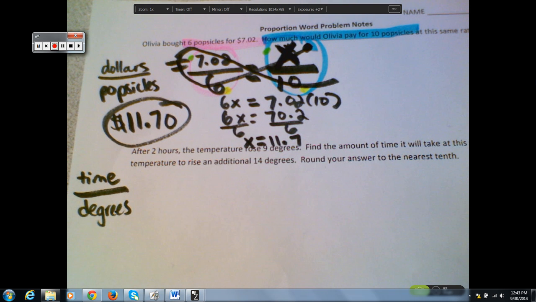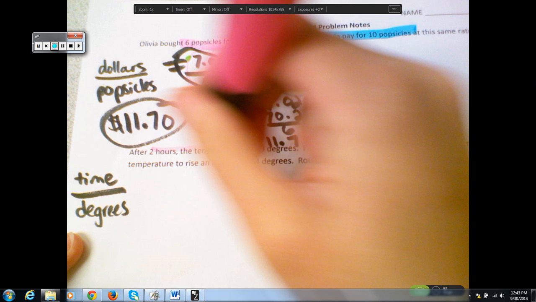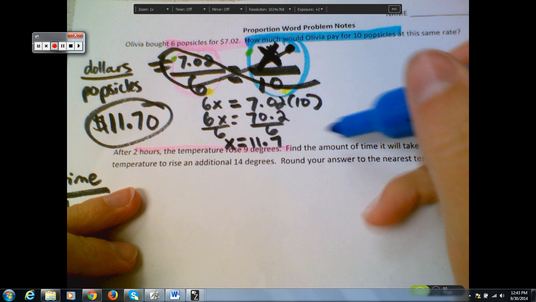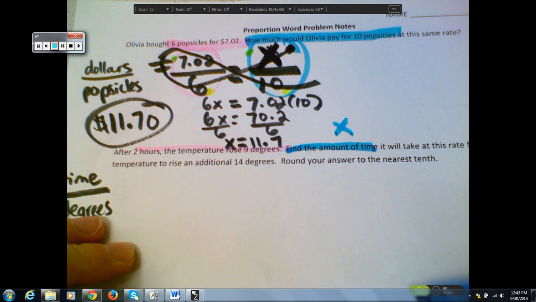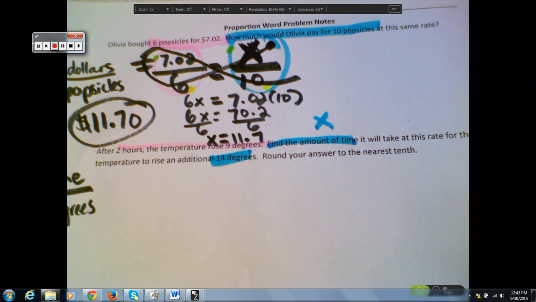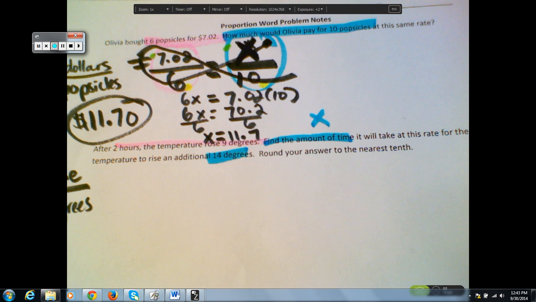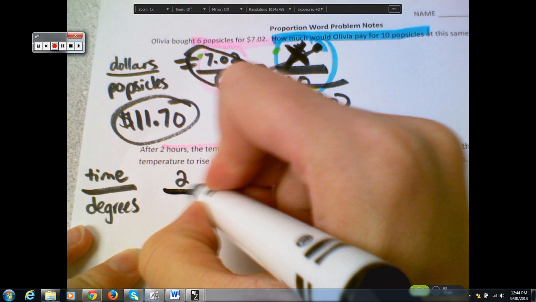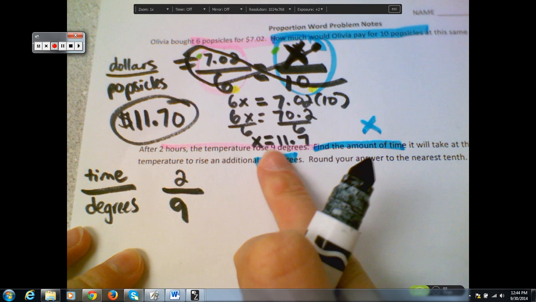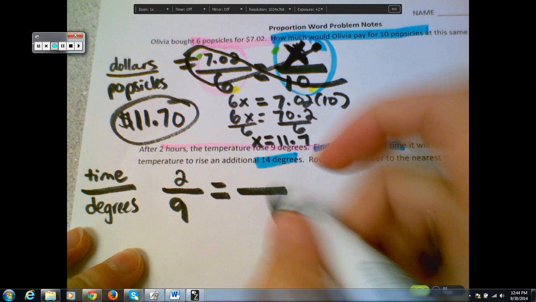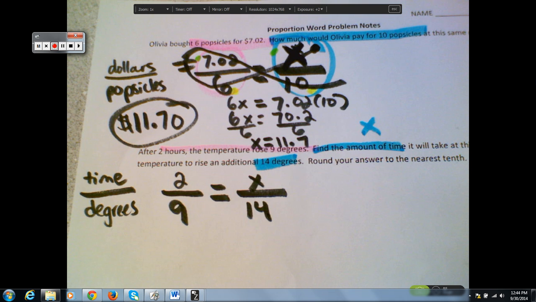So the first thing that I see is 2 hours, it rose 9 degrees. And the next thing I see is find the amount of time. So x, we don't know yet, that it will take to rise 14 degrees. Because we're talking about at this rate, the same rate, we're going to make equal ratios, which are called proportions. 2 hours compared to 9 degrees. I see that from right here. Equal ratio. I don't know how much time for 14 degrees, and that's what I'm solving for.